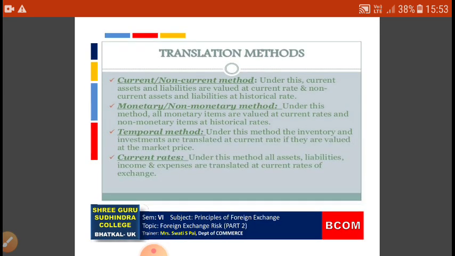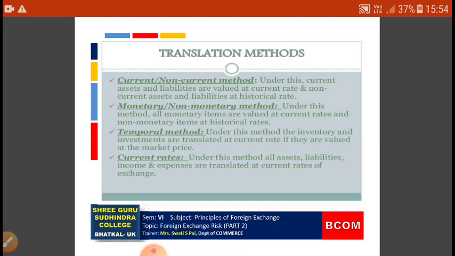Okay, you have your current and non-current method. Under this method, the current assets and liabilities are valued at the current rate and non-current assets and liabilities at the historical rate. So what is this current rate? Current rate is nothing but the prevailing exchange rate on the date on which the balance sheet is being prepared. This is said to be the current rate. Then what is this historical rate? Historical rate refers to the exchange rate values in the beginning.